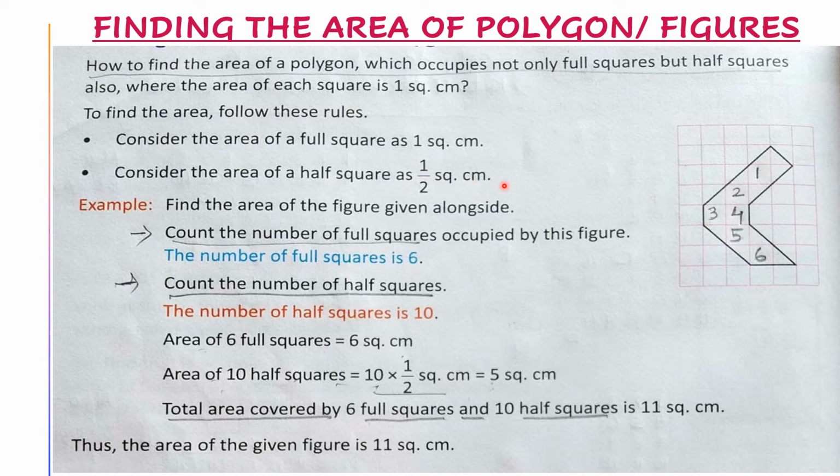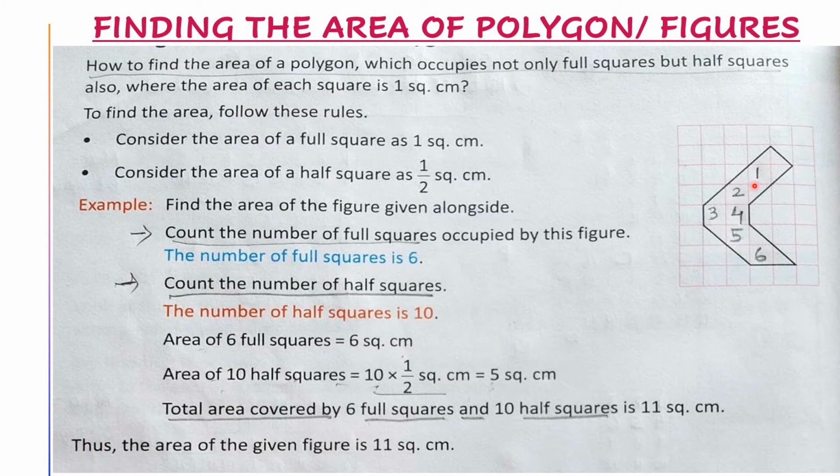To understand better, let us take an example. Find the area of the figure given alongside. As you can see, a figure has been drawn on the graph paper. The figure consists of full squares and half squares. As the figure has been traced on the graph paper, you can see that it consists of full squares and half squares. The outline of this figure here has covered only half of the square. So these can be considered as half squares.